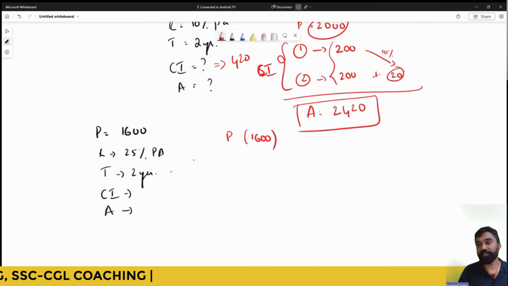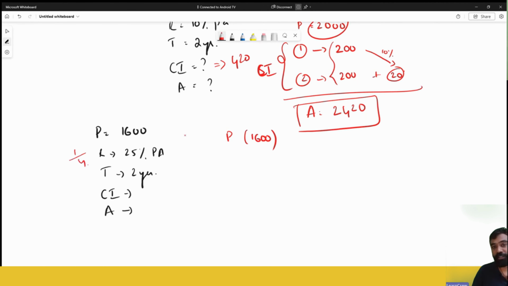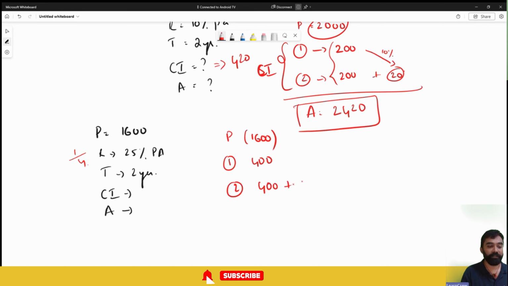How can 25% be written as 1/4? Start doing it from there. What is the interest for the first year? 400. Interest for the second year? 400 plus 100. 25% of 400 you have to take. It is going to be 100.